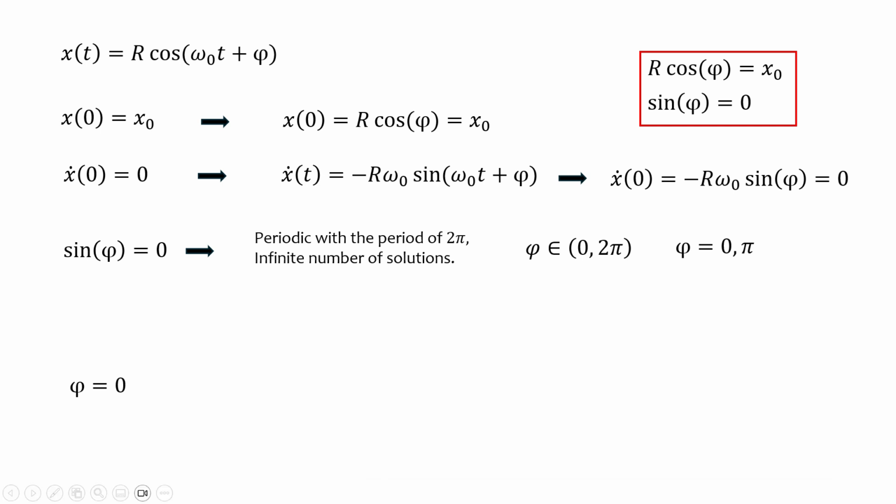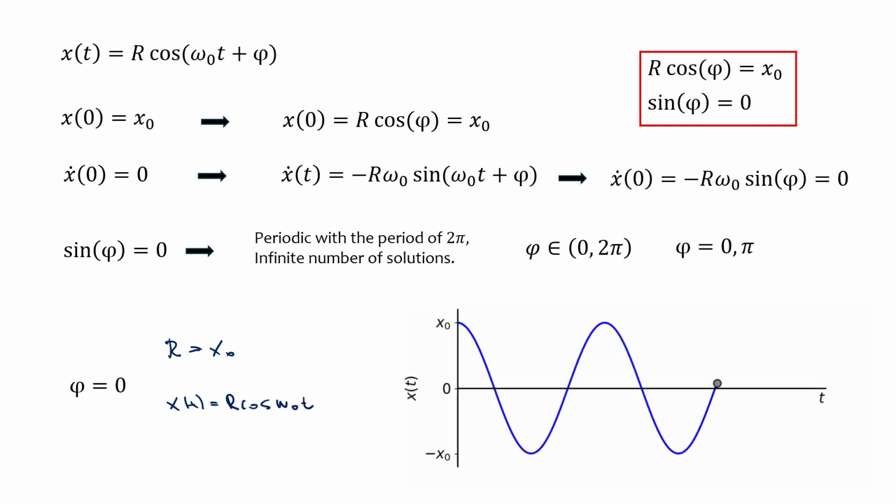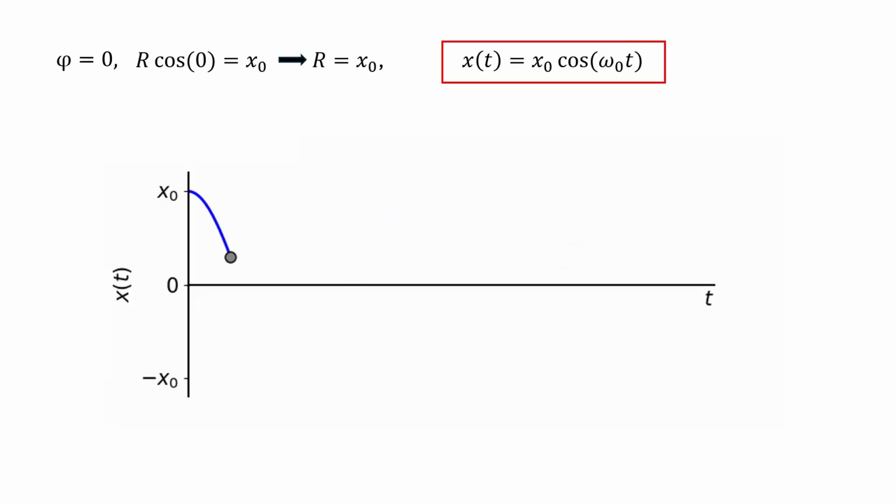If we choose initial phase to be equal to 0, then again, plugging this into the first equation, we got r times cosine 0, which is 1, and this gives us the value for the amplitude. And the time evolution can be written as r times cosine omega 0 t. And we can see that this gives us the correct time evolution. It starts from the positive x value and then goes towards 0 and then oscillates back and forth. So we conclude that phi must be equal to 0, and for the amplitude we got x0, and the solution to the original differential equation with the initial conditions can be written like this.